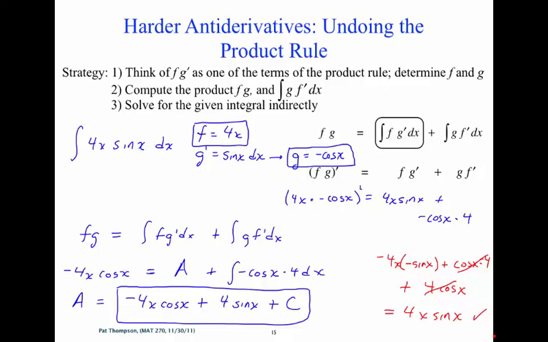Okay, questions? It's kind of like the product rule in disguise, because you're not given the whole result of the product rule, you're just given one term of it, and we're going to find the rest and indirectly solve for that integral. Anybody have a question? Okay, let's try another one.